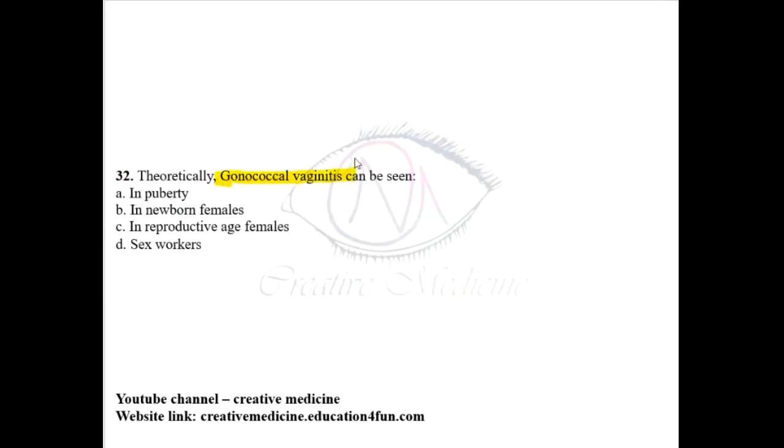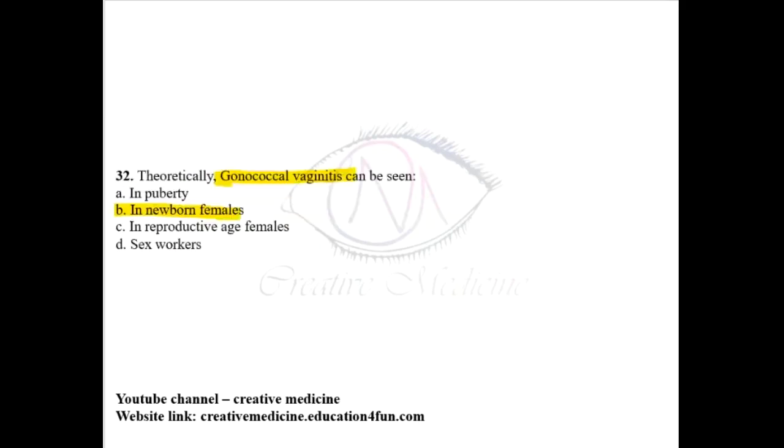Theoretically, gonococcal vaginitis can be seen in newborn females. Because in newborn females, transitional epithelium is present in the vagina, whereas in adults, it is squamous epithelium. Gonococcus is resistant to squamous epithelium, so gonococcal vaginitis is not seen in adults. Gonococcal vaginitis is seen in newborn females.